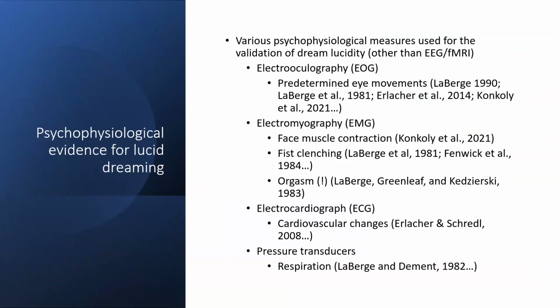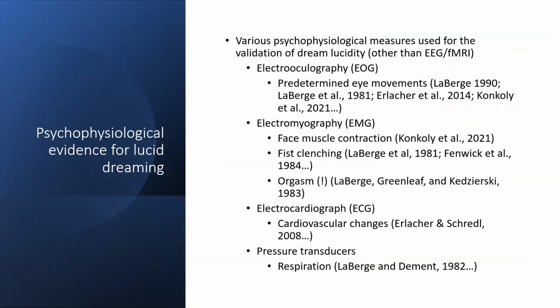But other than that, there are other psychophysiological measures that have been employed to validate that someone is lucid dreaming. So, for example, we can use eye movement. We know that eye movements during REM sleep, which is short for rapid eye movement sleep, correspond to where the dreamer is looking. So, in lucid dreaming research, we use predetermined eye movement patterns that are set prior to sleeping, and we use them to signal dream lucidity to researchers, as well as signal the beginning and end of completed dream tasks.